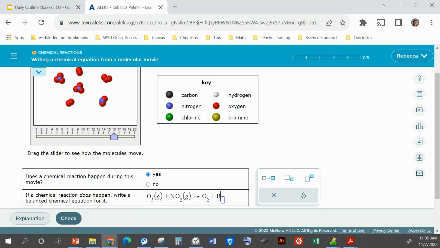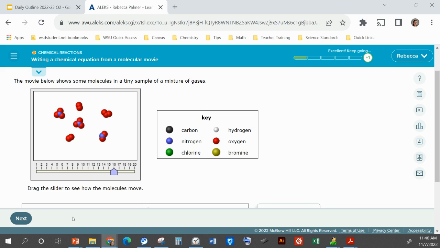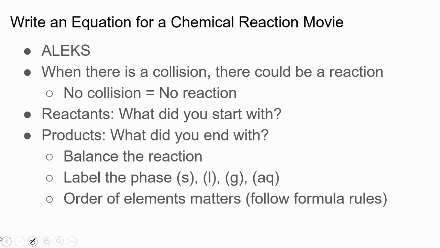Plus NO3, I forgot my gas, so we should put gas. Okay, and then let's just check. Okay, does that make sense how to do that? Once that topic gets open, it's not too bad. It's just weird to kind of set it up, okay? And figure out, was that a collision? Did something new happen?